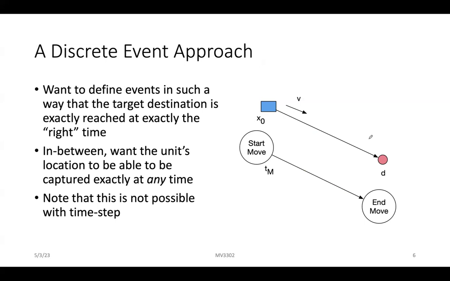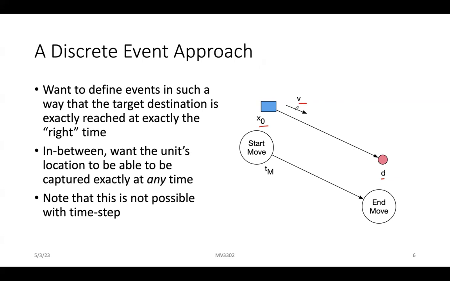So what are the events? The thing is that we want to define events in such a way that our target destination is reached at exactly the right place at exactly the right time. So again, our basic data are: we have an initial location, we have a velocity, and we have a destination that we're trying to reach.